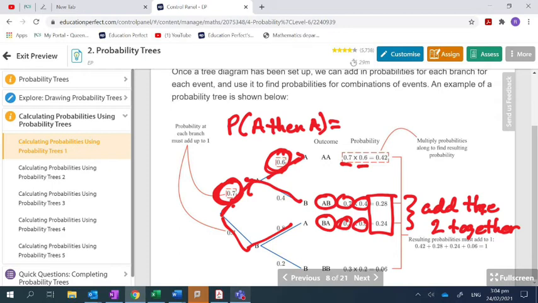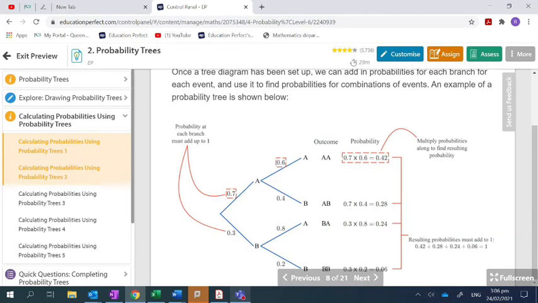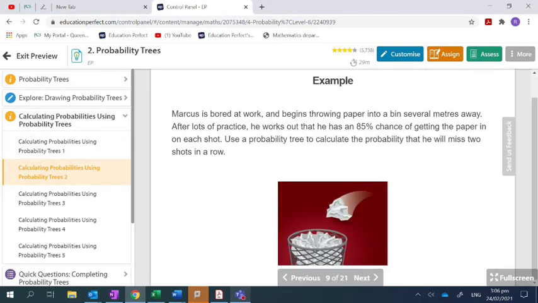Okay? All right. Look at another one. Marcus is bored at work. He begins throwing paper into a bin several meters away. After lots of practice, he works out that he has an 85% chance of getting the paper in on each shot. Use a tree to calculate the probability that he'll miss 2 shots in a row. So he's going to throw the paper twice at the wastebasket. Yes? So, what can happen on the first time he throws that? He can either make it in, or he can miss it, right? So that's 2 things. So let's draw it without their instructions and see if we can get it done.